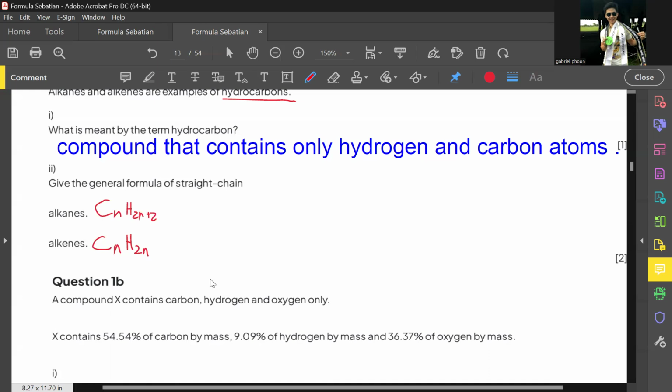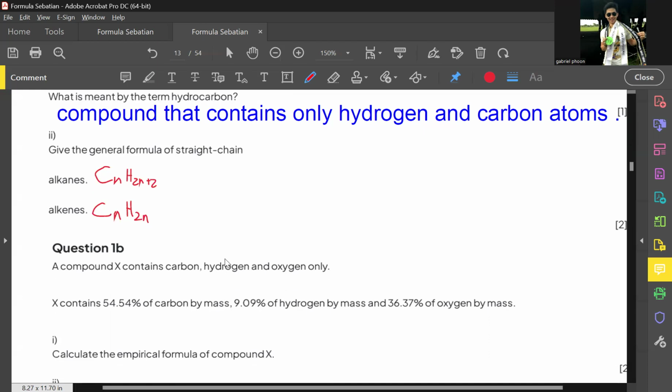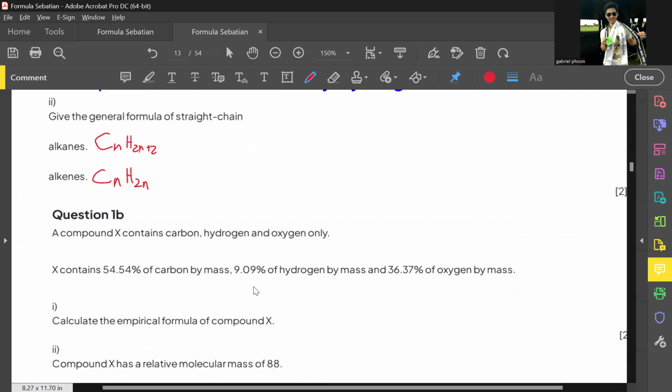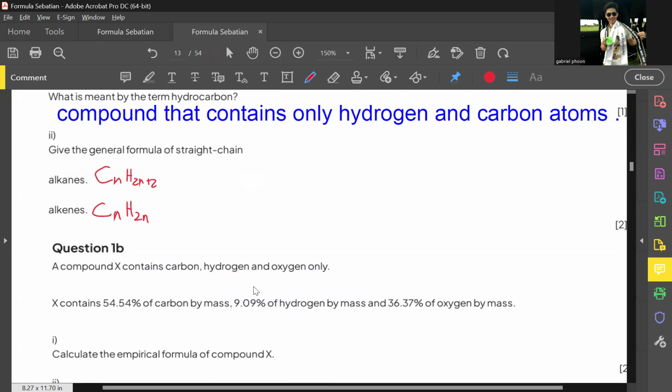Okay, then question 1b is a little bit out of place, but it's good practice, right? You're once again asked to calculate the empirical formula given the percentage composition of the compound. What do we do again? What's the first thing we do? How do we find the empirical formula? What do we do with the percentages? I'll give you a hint. It has to do with something with the molecular formula. Oh, sorry, molecular mass.